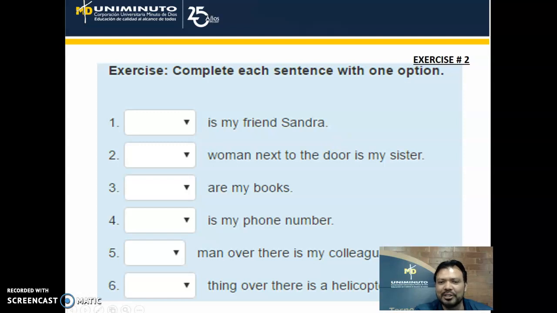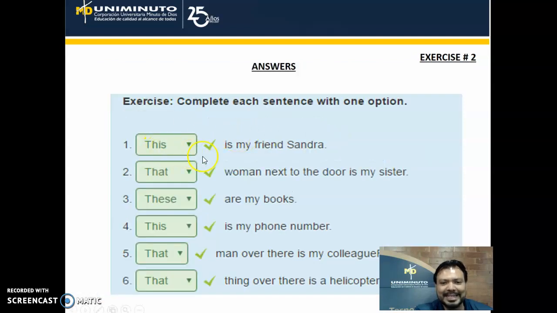Now we're gonna check your answer. This is my friend because it's close. That woman next the door is my sister because it's far. These are my books because it's plural and are close. This is my phone number because it's here. That man over there is my college Frederick because it's far. That thing over there is a helicopter.